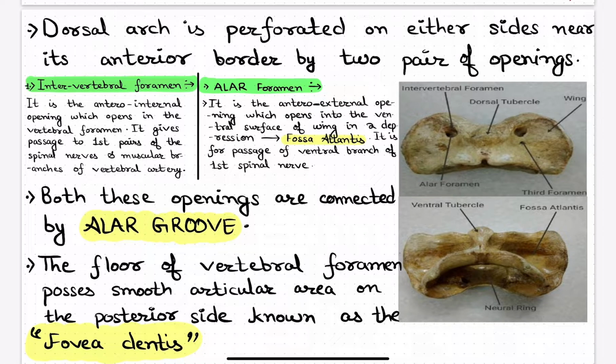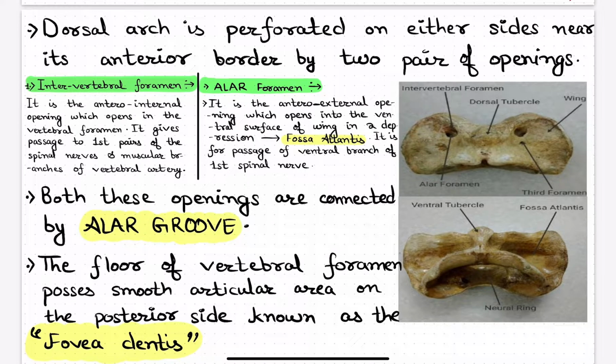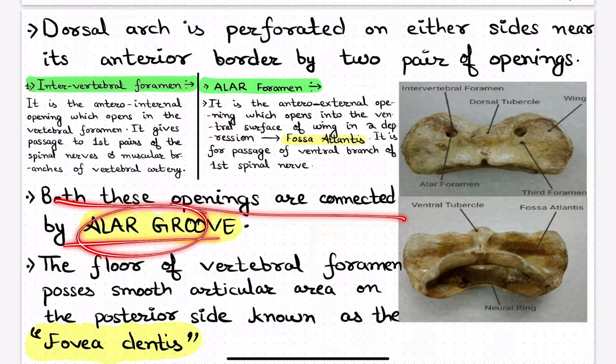Anterior external opening, which opens into the ventral surface of the wing in a depression, the fossa atlantis, as I told you in the diagram also. It gives passage for the ventral branch of the first spinal nerve. The ventral branch of the first spinal nerve originates or passes from this region, ventral branches. And the first pair of spinal nerves also originate from the intervertebral foramen. Both these openings are connected by an alar groove.